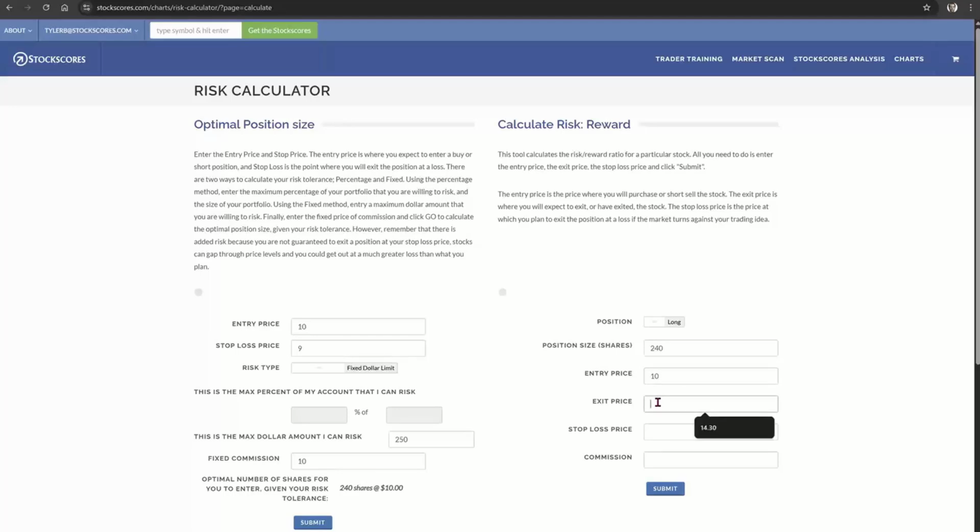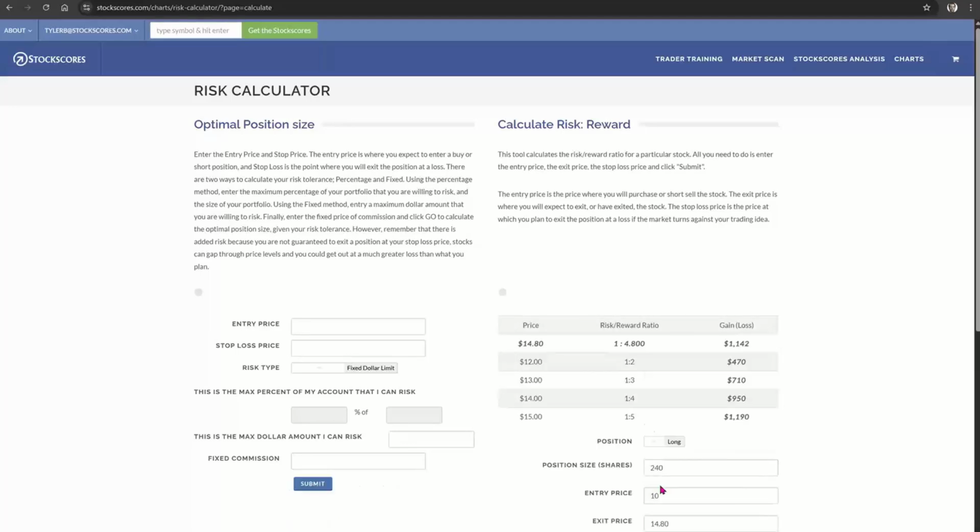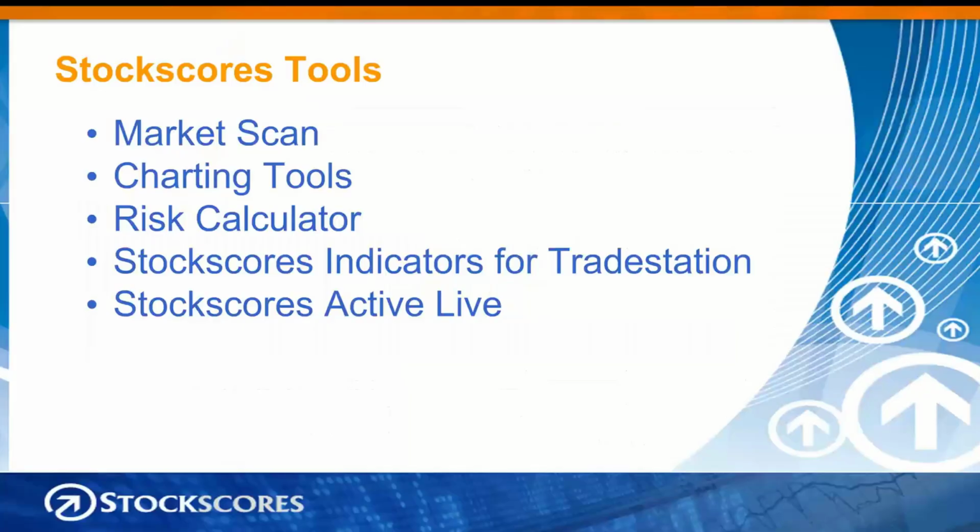And let's say we sold it at 14.80. And our stop loss price was at $9. And our commission was $10, and click submit. It's going to calculate for us what our risk reward ratio was. You can see here that particular trade earned a 4.8 to 1 risk reward ratio. For our risk tolerance, we made $1,142 at that level. Okay, so just again, a little more of the tools on Stockscores.